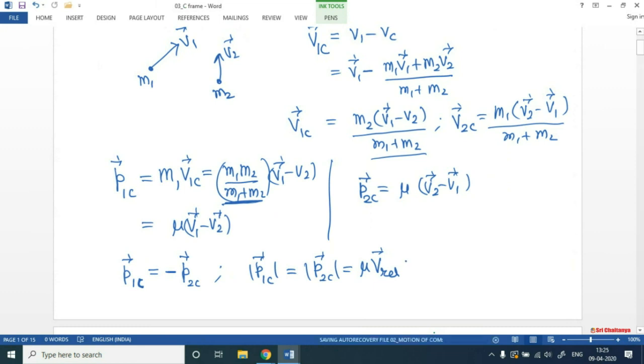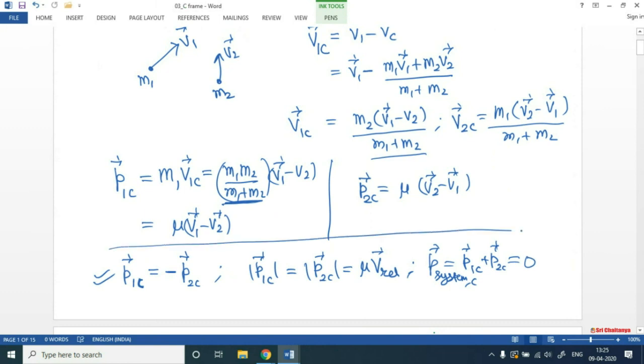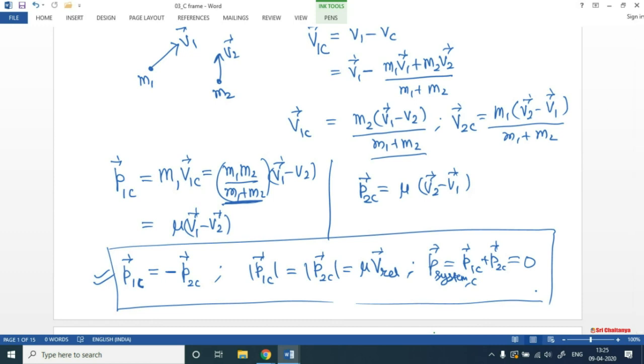Okay, and this also enables us to find the linear momentum of the whole system. That is going to be P1C plus P2C, with respect to the center of mass. We are finding the linear momentum of this whole system, and since we have this relationship, it will turn out to be equal to 0. So all these relationships about the linear momentum of the particles and the system as a whole in the C frame are very important for problem solving. We will look at them in the next classes when we discuss collisions and so on. This will be very important for us.